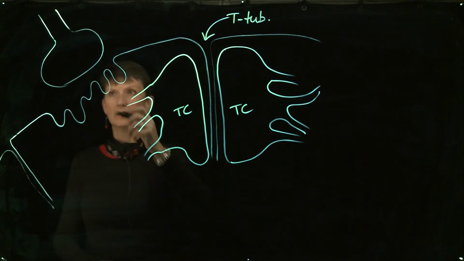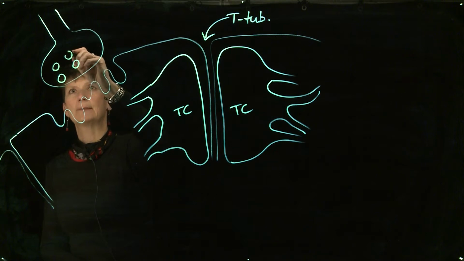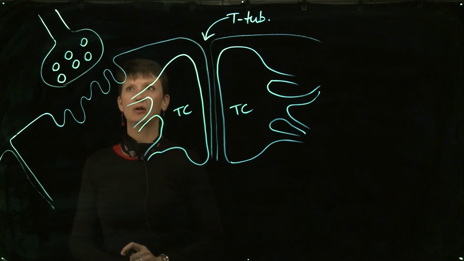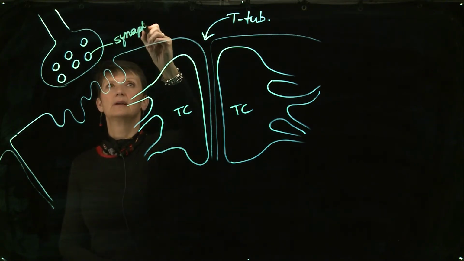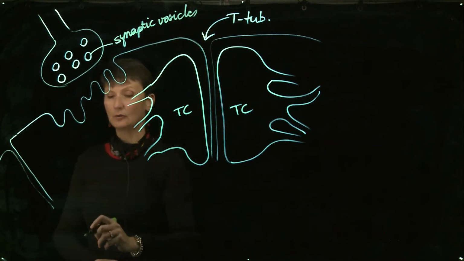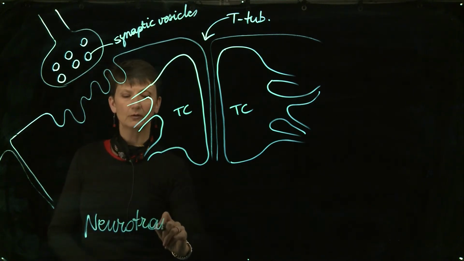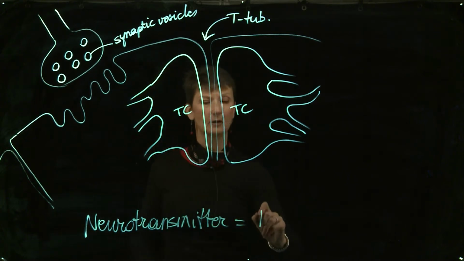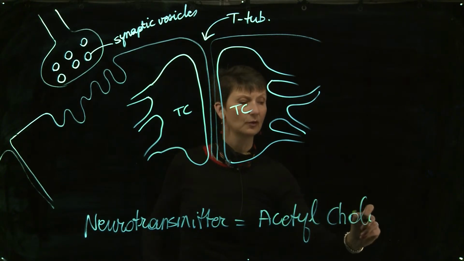okay. Here's our axonal terminal, and inside of these axonal terminals, or synaptic bulbs of these axonal terminals, we have little vesicles, and we call these synaptic vesicles. They contain neurotransmitters. And the neurotransmitter that is always going to be released onto skeletal muscle is going to be acetylcholine, always. It will never be any other neurotransmitter.